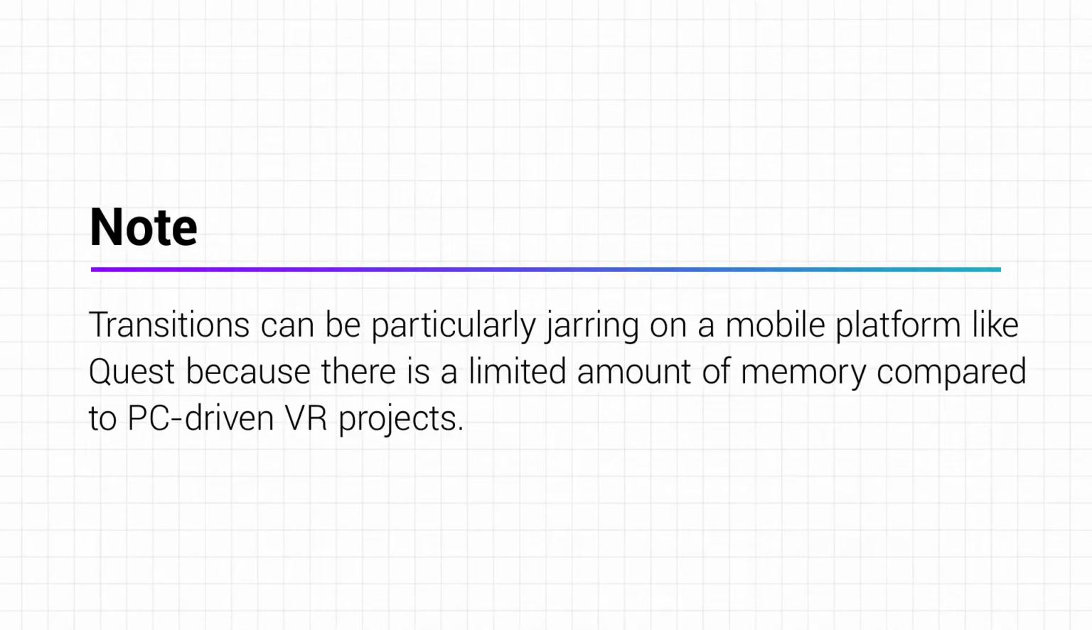Just like traditional console games, VR games have too much content to be loaded all at once and must be divided up into levels. Doing this on a mobile platform like Quest can be more challenging because there is a limited amount of memory bandwidth compared to PC-driven VR projects, which can make transitions particularly jarring for users. Levels should have all of the resources that you need for that level and none of the extra content that is outside of that level.